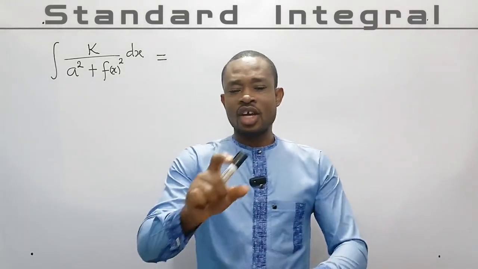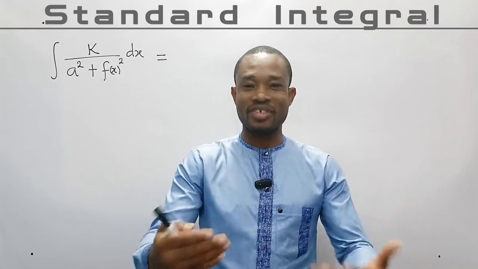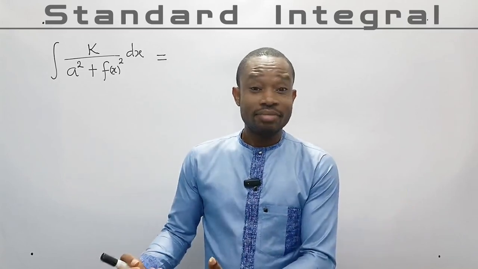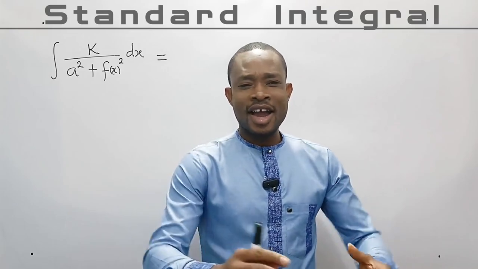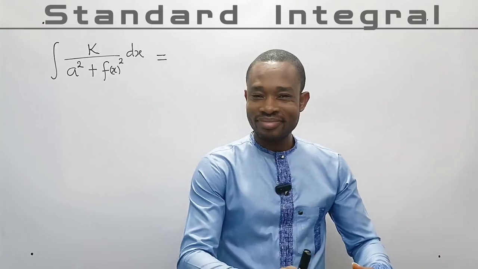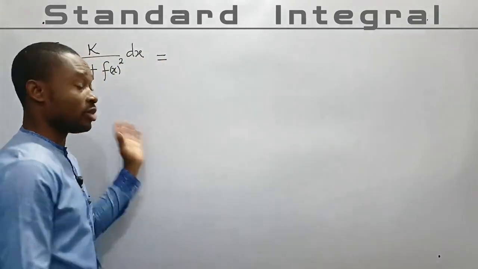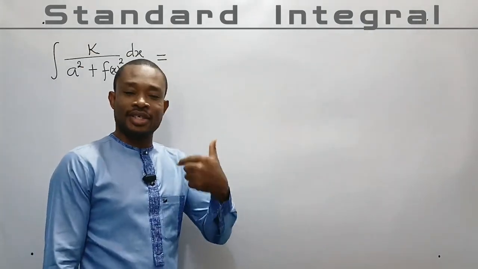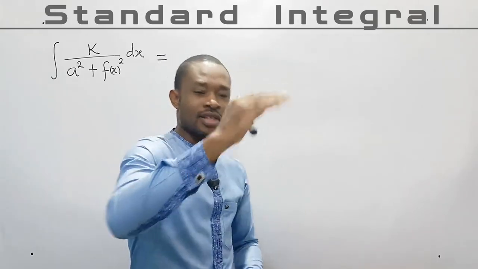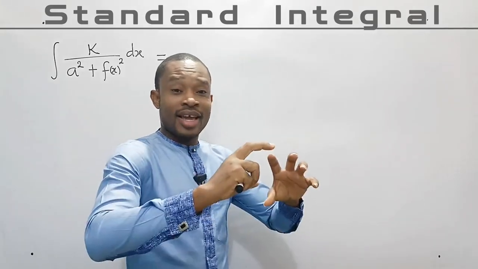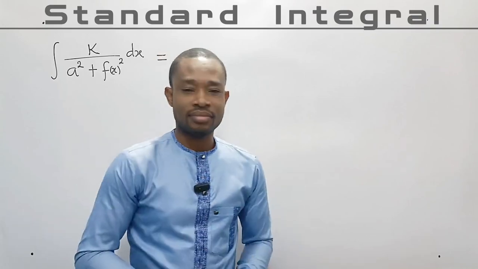What is the standard result of this type of expression whenever you meet it, so that if you are solving a problem of this kind, you can easily smile and smash that problem? Come along with me. Let us see what the standard solution of this integral is going to be. But first, I would like you to understand this expression. This is the integral of a constant divided by another constant plus a variable squared.